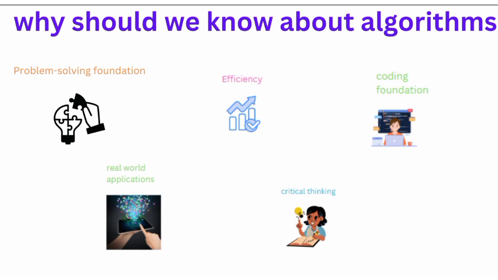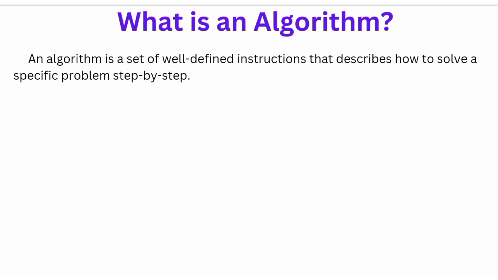Next we will see what an algorithm is. An algorithm is a set of well-defined instructions that describes how to solve a specific problem step by step. By following this step-by-step process, we can find the solution of a particular problem. Let us suppose you want to prepare a dish. There will be some set of instructions to follow to prepare that dish, right? So these steps are called an algorithm.